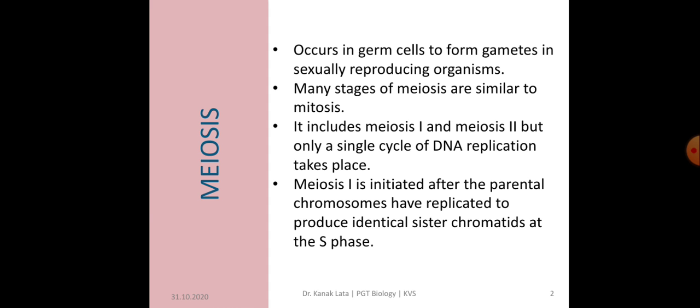Many stages of meiosis are similar to mitosis. Meiosis is divided into meiosis 1 and meiosis 2, but only a single cycle of DNA replication takes place. Meiosis 1 is initiated after the parental chromosomes have replicated to produce identical sister chromatids at the S phase.